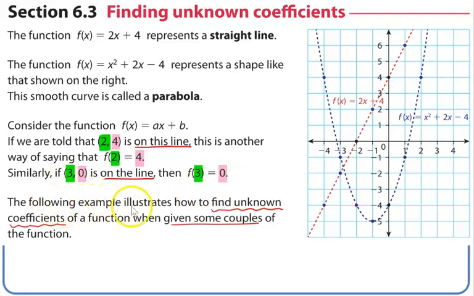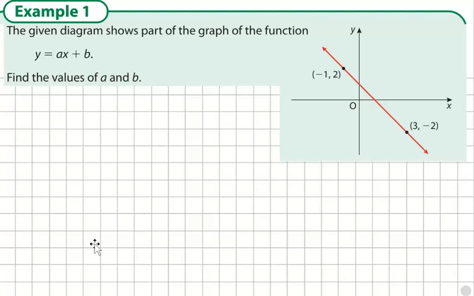The following example illustrates how to find unknown coefficients of a function when given some couples of the function. Example 1. The given diagram shows part of the graph of a function y equals ax plus b. Find the values of a and b. So we don't know what the equation of our line is, but we do know 2 points on the line. So 3, minus 2 is on the line y equals ax plus b.